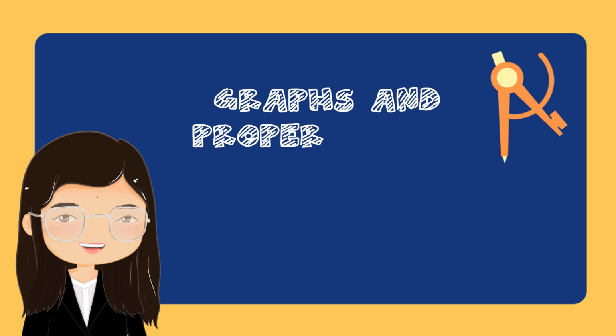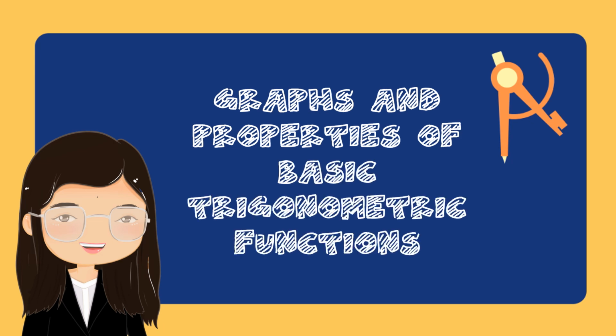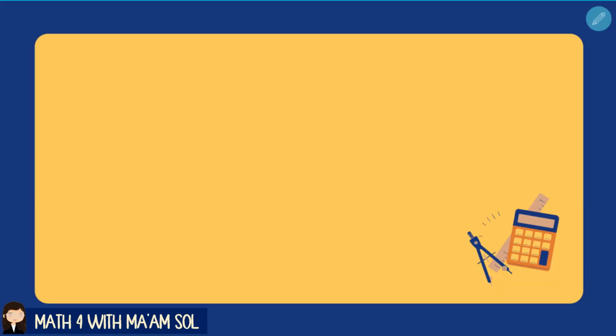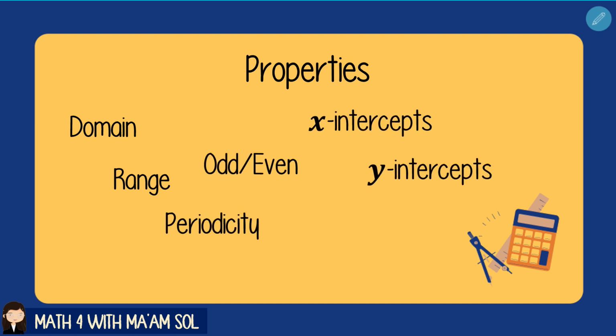Hi everyone! In this video, we are going to talk about the graphs and properties of basic trigonometric functions. When we say properties, we are going to describe the graphs of these basic trigonometric functions according to the following criteria: their domain, their range, their periodicity, whether they're odd or even, their x and y intercepts if any, and lastly, their vertical asymptotes if they exist.